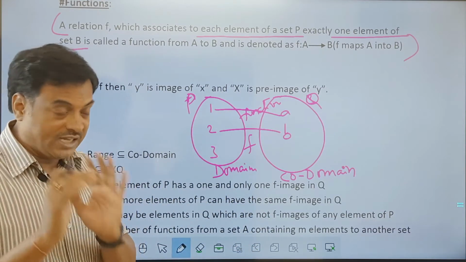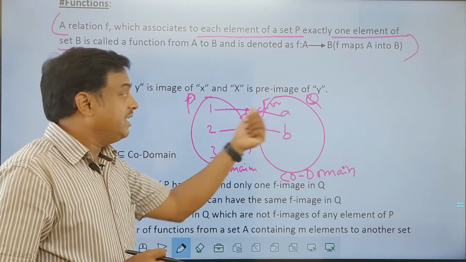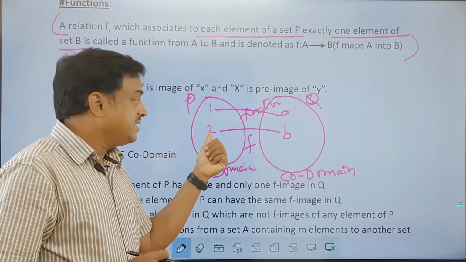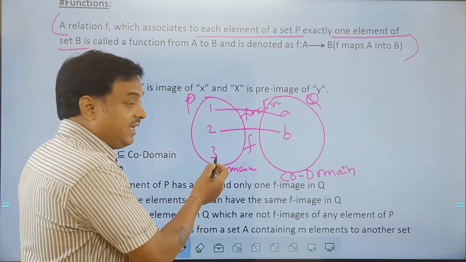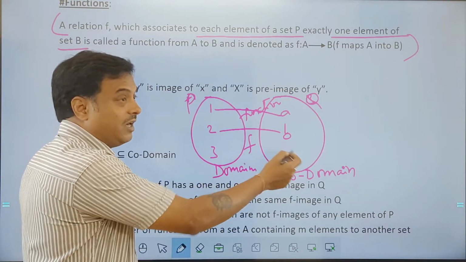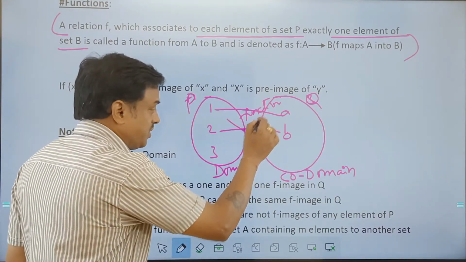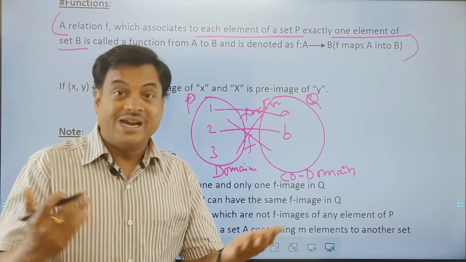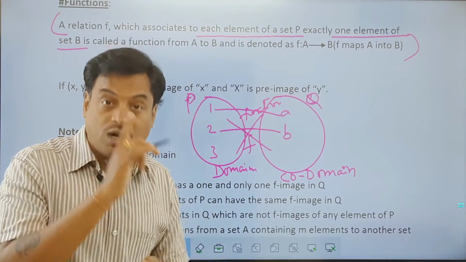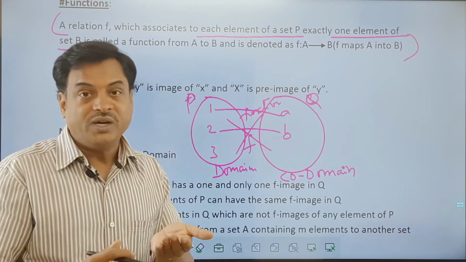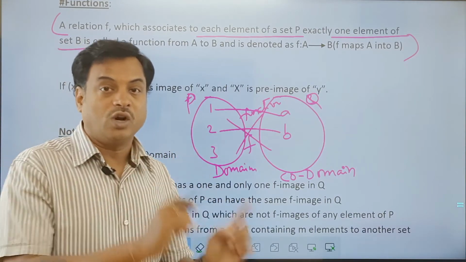The word image, I'll explain what it is. Here 1 has an image which is A. 2 has an image which is B. 3 doesn't have an image. Here 3 is not associated with any element. Then this is not a function. Instead of understanding what a function is, it is always better to understand what is not a function. So to learn functions, first learn what is not a function.